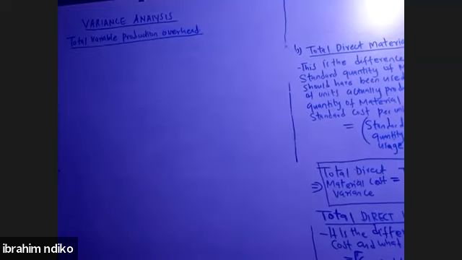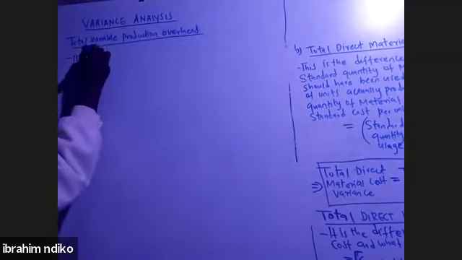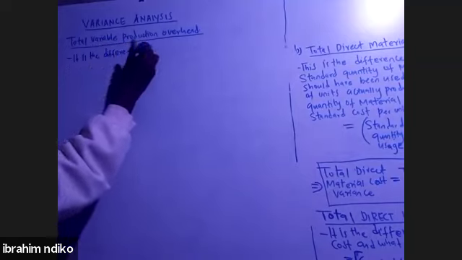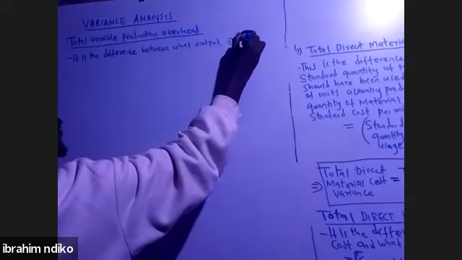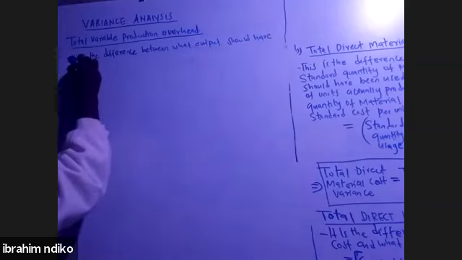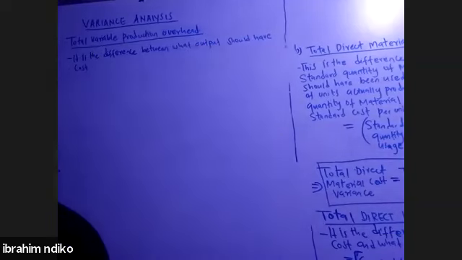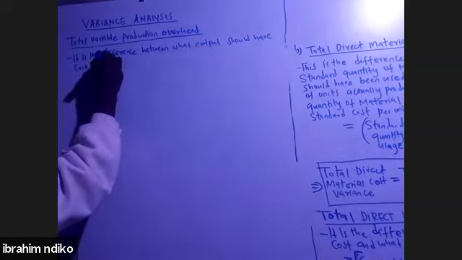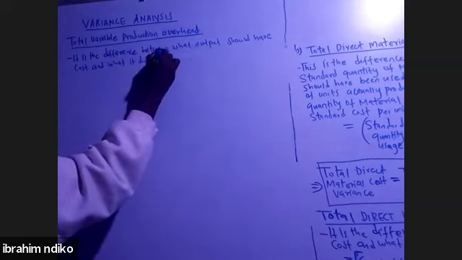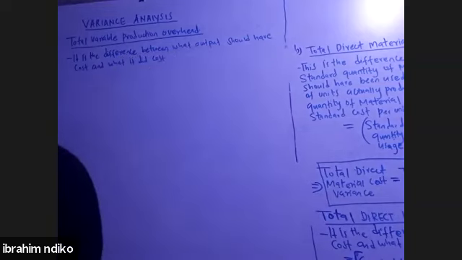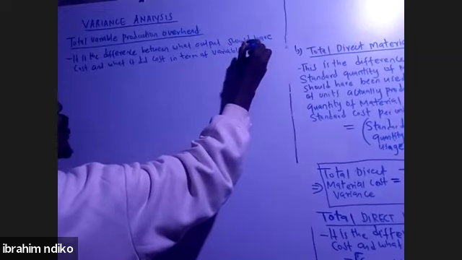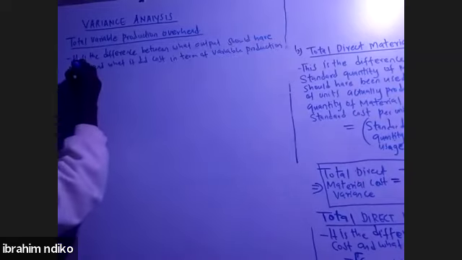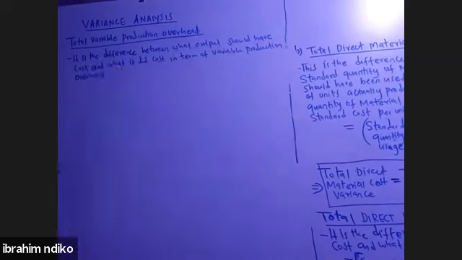So, what do we say about this one? It is the difference between what the output should have cost and what it did cost in terms of variable production overhead.